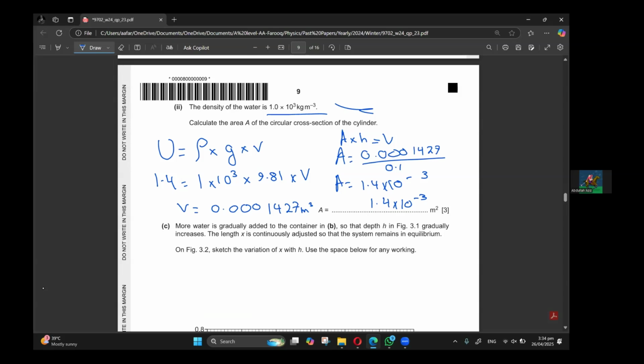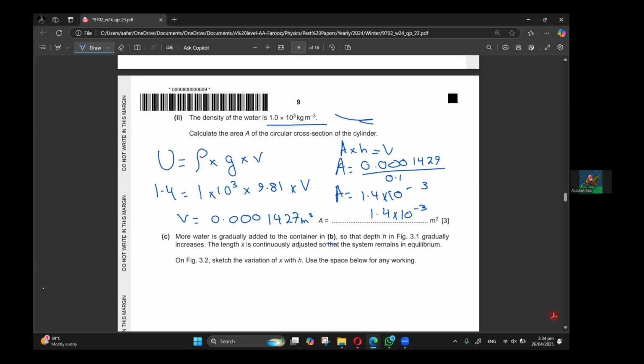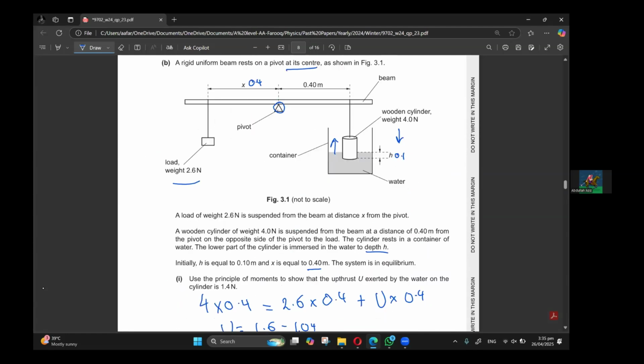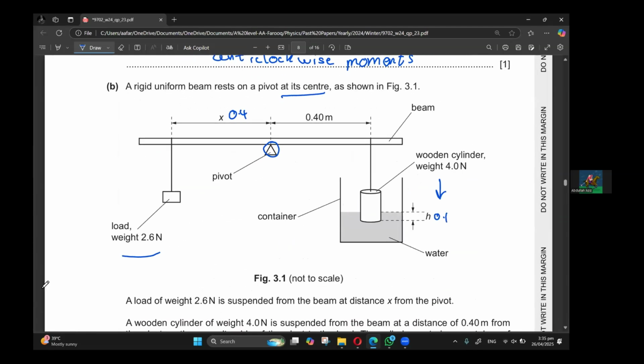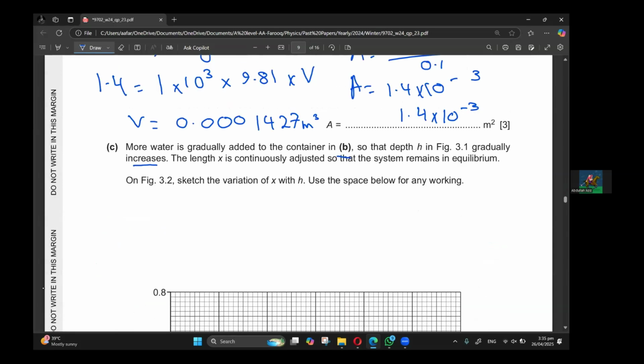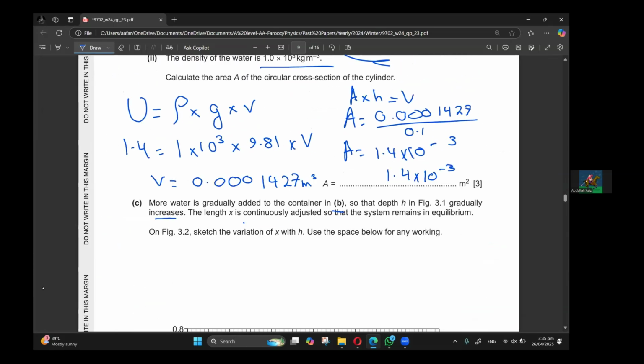More water is gradually added to the container so that depth h in figure 3.1 gradually increases. Let's suppose the water is now at this level, so h becomes this. The length x is continuously adjusted so that the system remains in equilibrium. On figure 3.2, sketch the variation of x with h. Use the space below for any working.